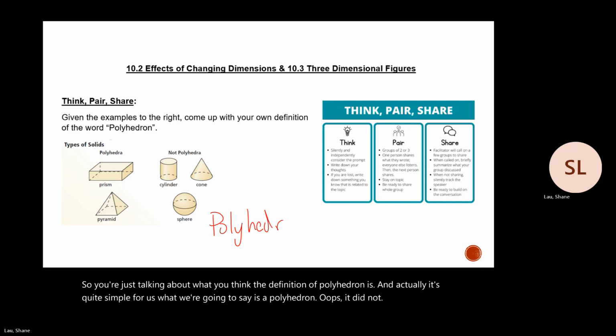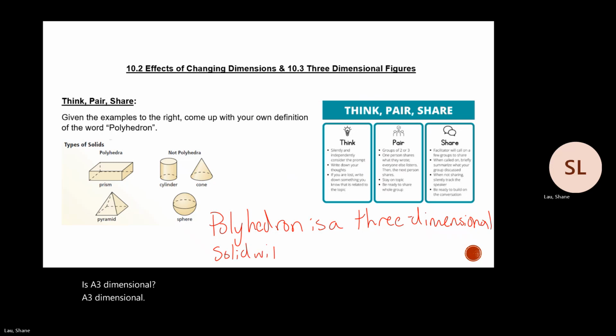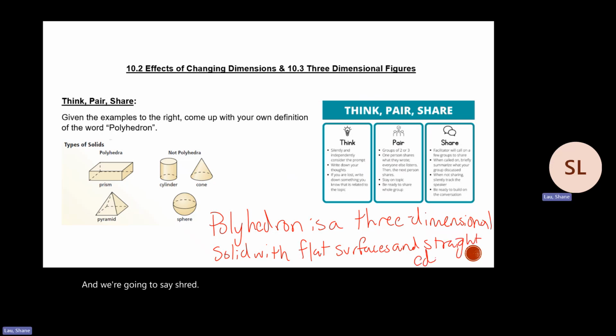A polyhedron is a three-dimensional solid with, we're going to say, flat surfaces and, we're going to say, straight edges, just like that. That's how we'll define it for right now. There is a more proper definition, but that's going to be a little later.